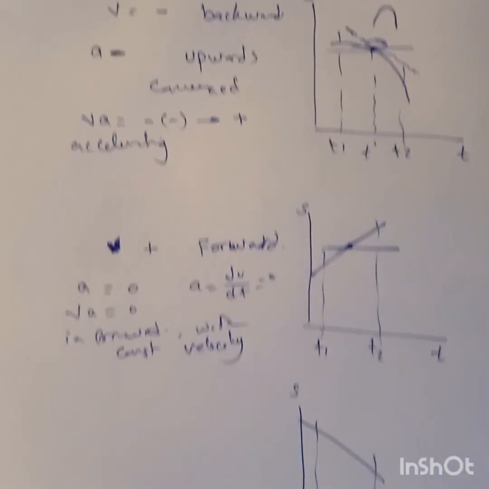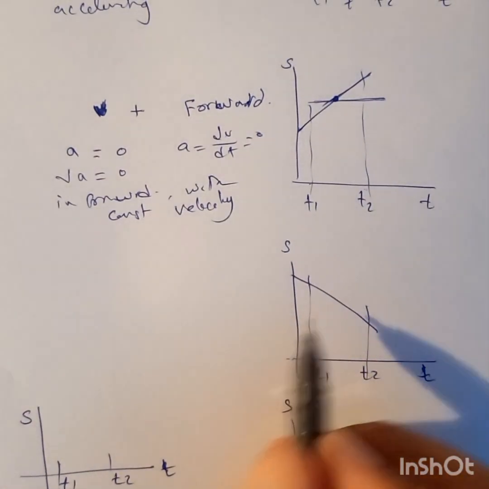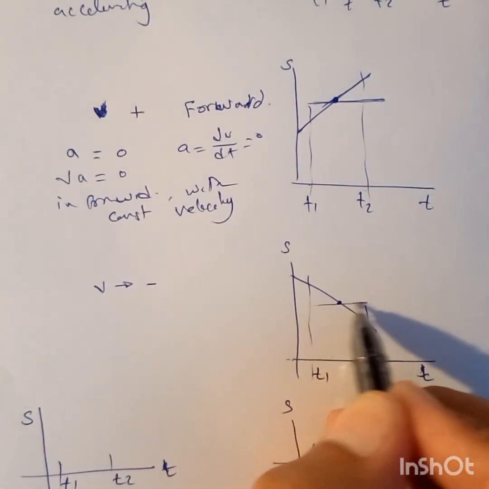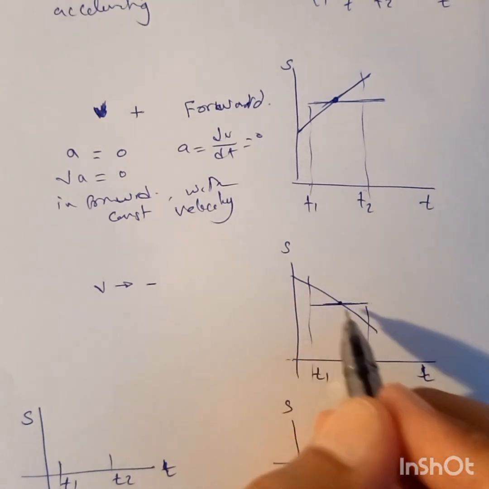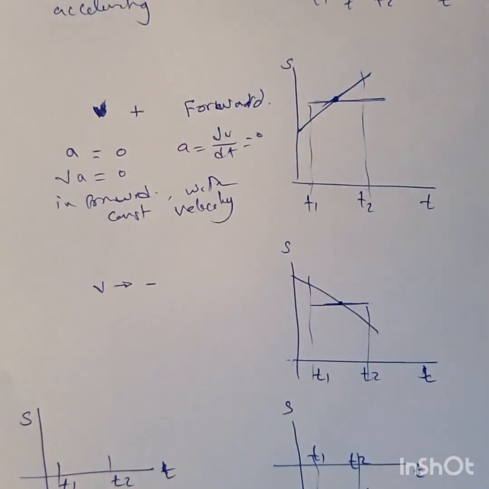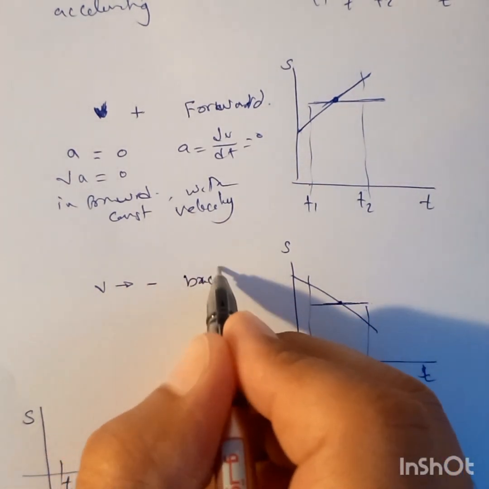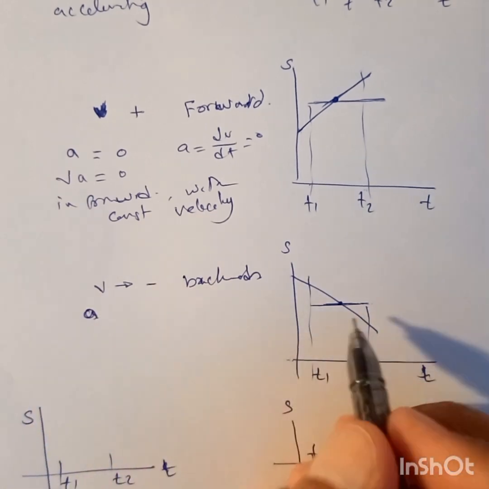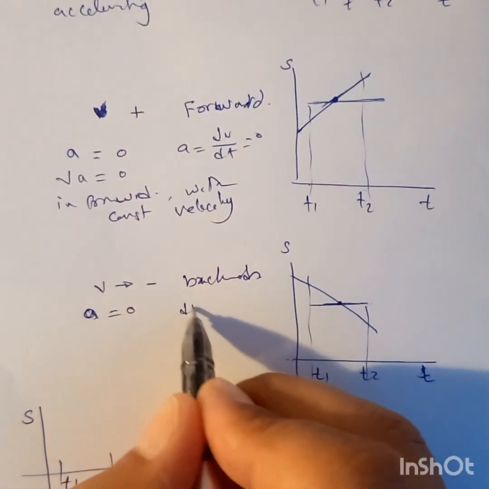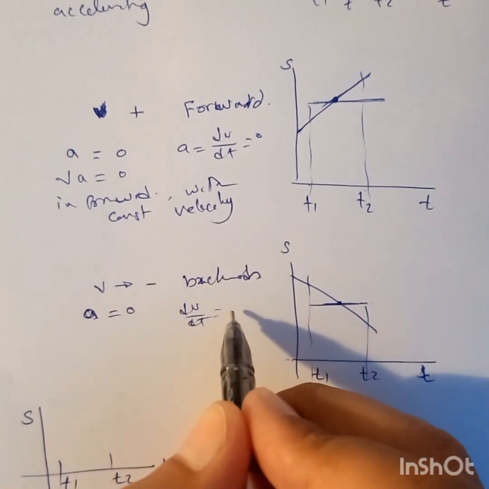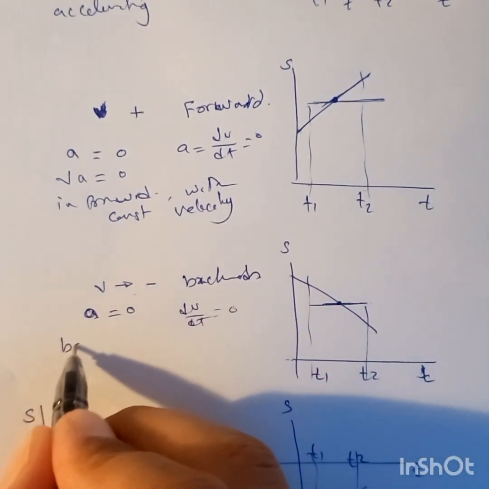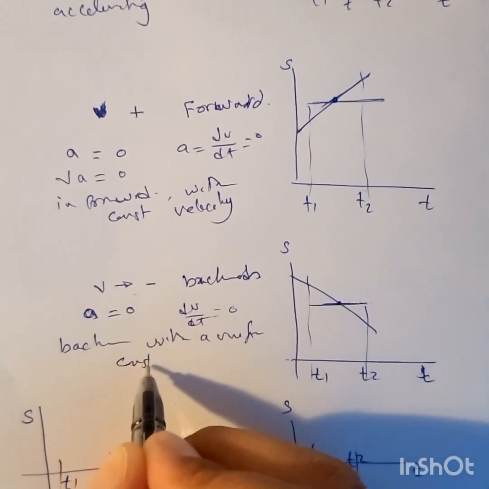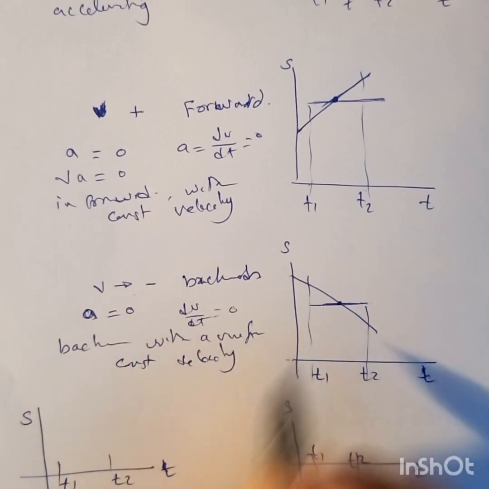Okay, we can apply the same rules for this curve. Also, we have here v is a negative value as the slope of the tangent of this curve. The slope of this straight line at any moment between t1 and t2 is negative. Then we have here backwards direction. For acceleration here, it also equals 0 as dv/dt equals 0, as v is constant. Then the body moves in backwards direction with a uniform or constant velocity. This is relating to this case.